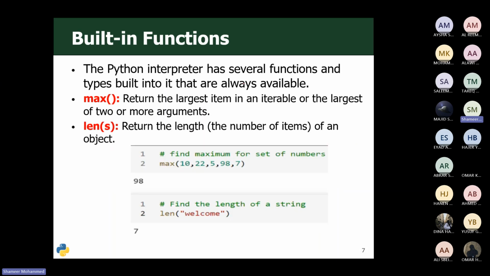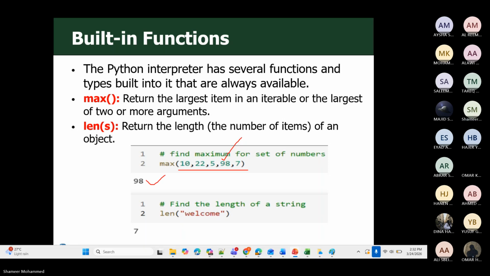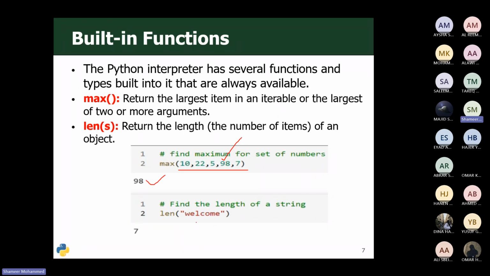See, max is to find the maximum from a set of numbers. So 10, 22, 5, 98, 7. The computer will give you the answer. And here, this is a string. Characters are there, Welcome. How many characters are there? I want to find that. So there is a function called len. Len will return the number of items of an object. Max will return the largest item.